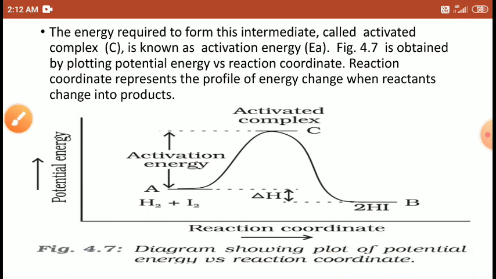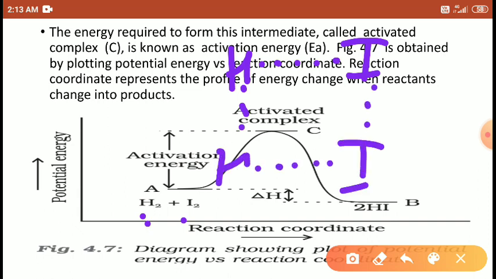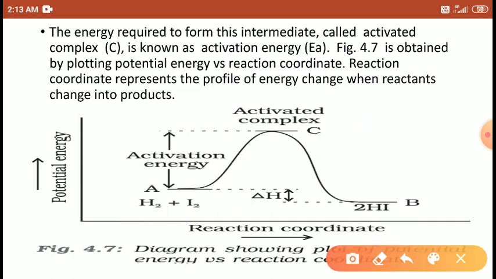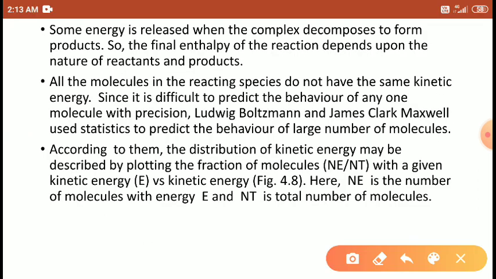So, plotting the potential energy versus the reaction coordinate again, look at it, students. The hydrogen and iodine are attracted to each other. In the activated complex state, there is breaking of the old bond and formation of the new bond, and finally it forms hydrogen iodide. Some energy is released when the complex decomposes to form the product.